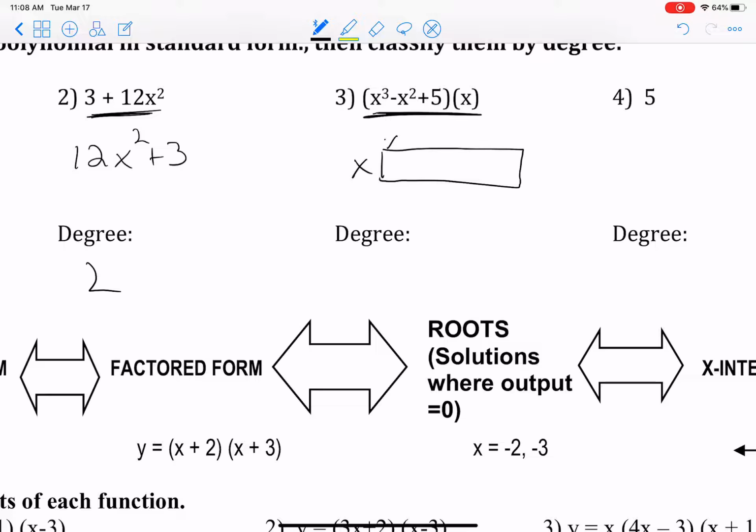This is x times x to the 3rd minus 1x squared plus 5. X to the 4th minus x to the third, because x to the first times x squared is x to the third. Negative 1 times 1 is negative 1. Negative 1 times 5 is negative 5, and x times nothing just leaves an x. So if this was in standard form, this is x to the fourth minus 1x cubed plus 5x.